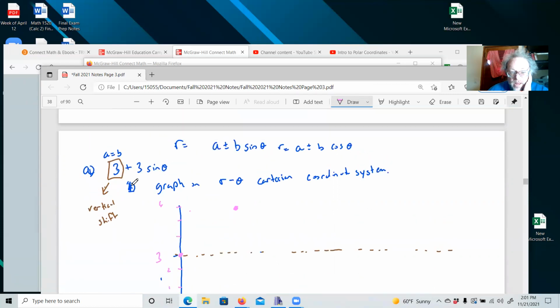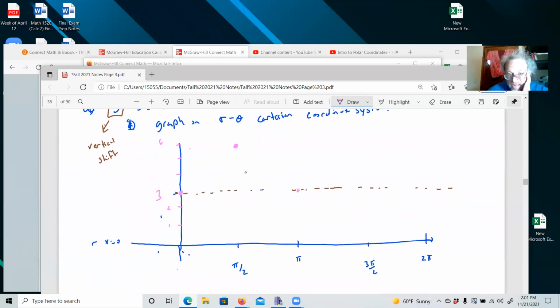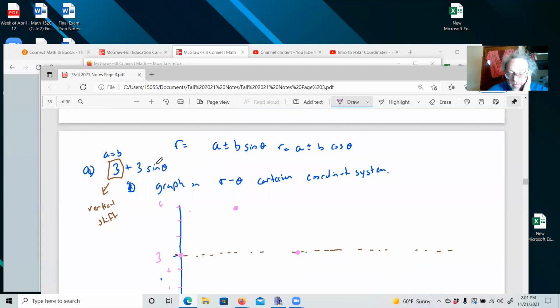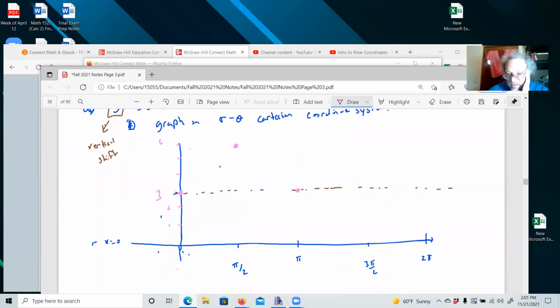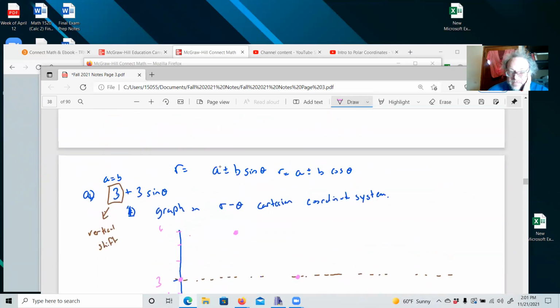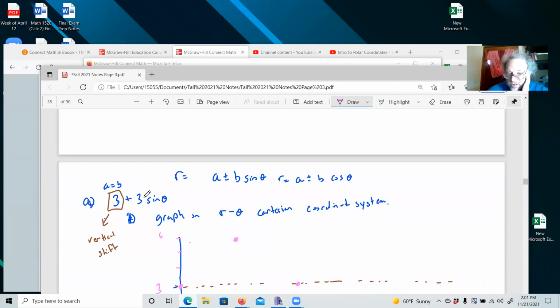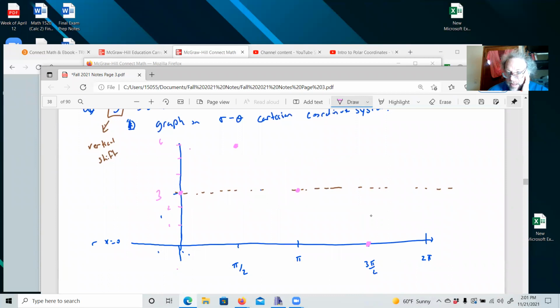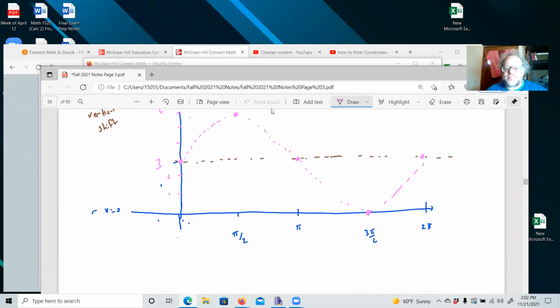And when we get to pi, sine of pi is back to 0. So we have 3 plus that, so we're down here again. At 3 pi over 2, theta equals 3 pi over 2, then we have 3 minus 3. That goes down to 0. Then back to 2 pi, this turns back into 0, we get 3 plus 0, back to 3. So we're going to sketch this part in. You didn't think you were ever going to have to graph trig functions again, but here we are. So let's go ahead and graph this on polar coordinates now.